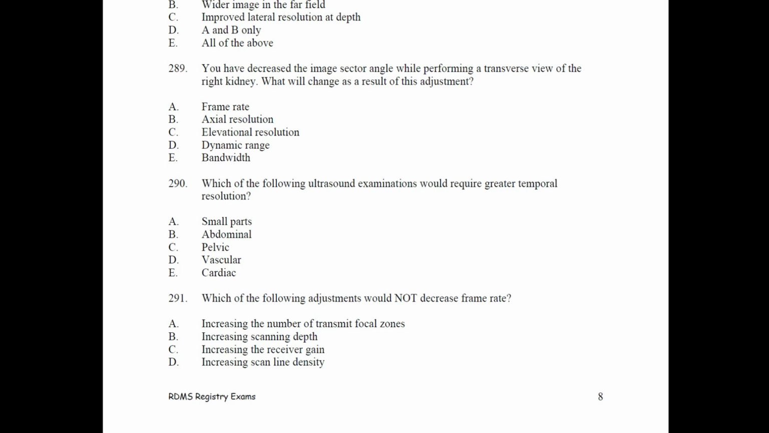Now, problem 291 is a pattern we've solved several times before. It's a problem related to frame rate. This problem asks you to choose the option that does not cause a decrease in frame rate when the parameter in the choices is adjusted. The correct answer is option C. Yes, an increase in gain control is not directly related to frame rate, as you can see.